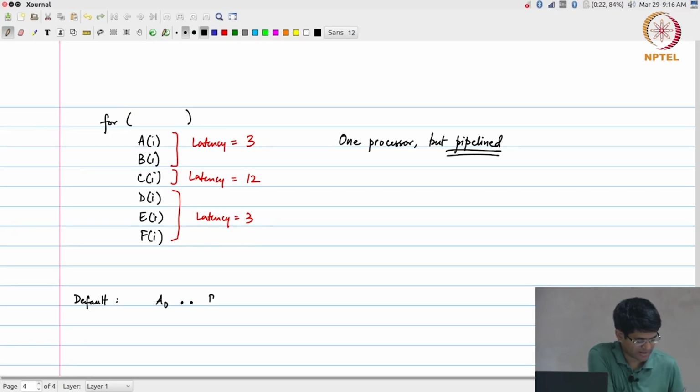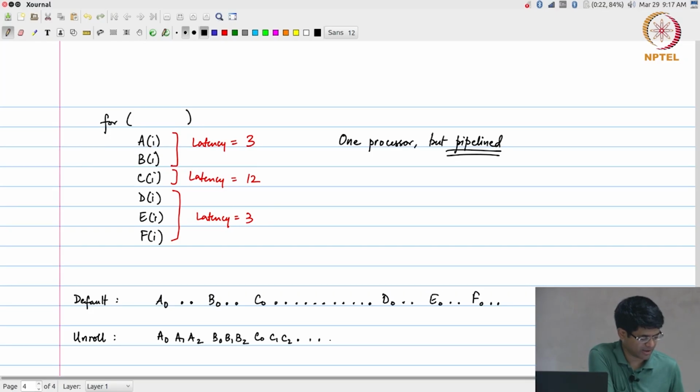A0 2 blanks, B0 2 blanks, C0 11 blanks, D0, E0 and F0. Okay. You could unroll this to get better behavior, which would basically say A0 A1 A2, B0 B1 B2, C0 C1 C2, but I still need to then put in the 9 blanks after that. Then I can do D0 D1 D2, E0 E1 E2, F0 F1 F2, right.